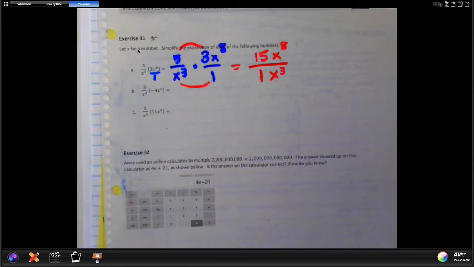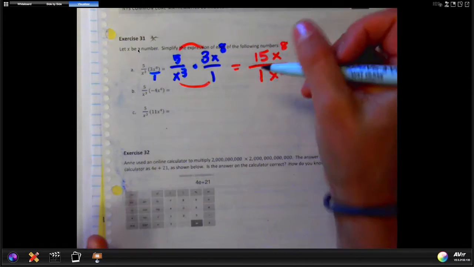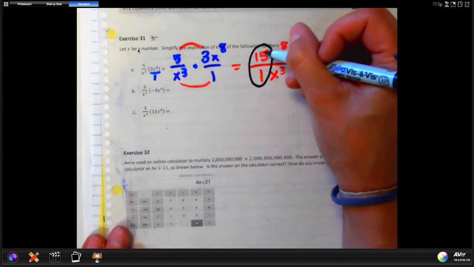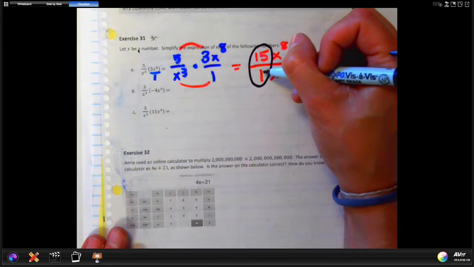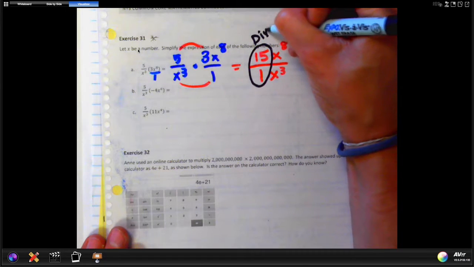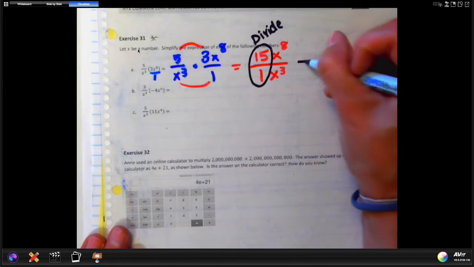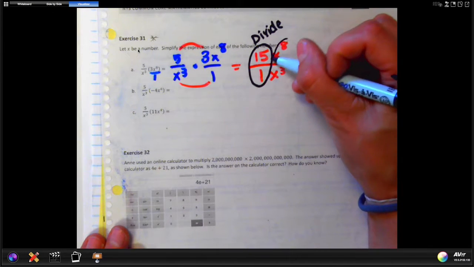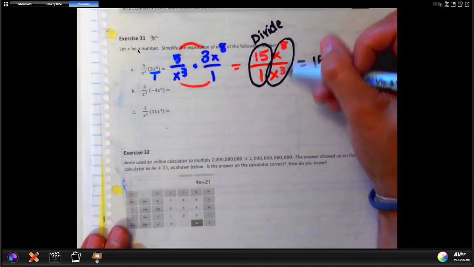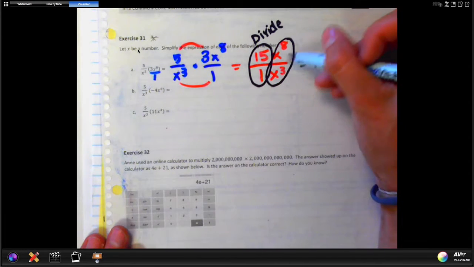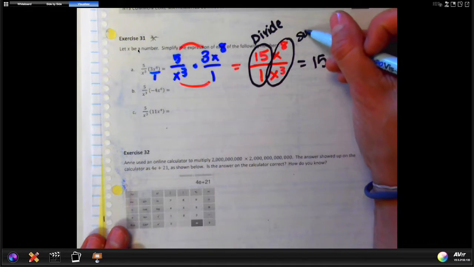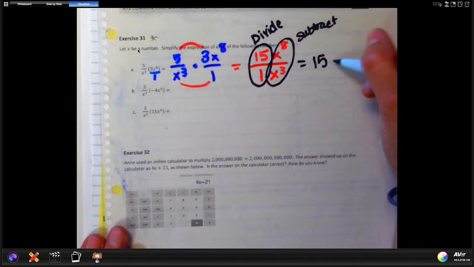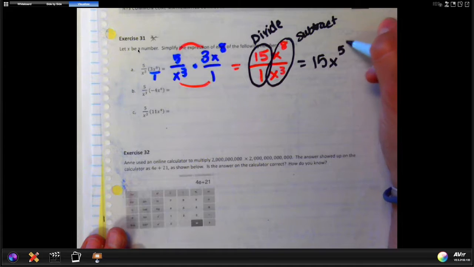And then the last thing to do is to simplify this separately. So the first thing you simplify is 15 divided by 1. So you want to divide that or simplify it, and that is 15. And then you want to simplify this section, x to the 8th over x to the third. Well, we just learned fraction subtraction, so we are going to subtract exponents here. So 8 minus 3 is 5. This is 15x to the 5th power.